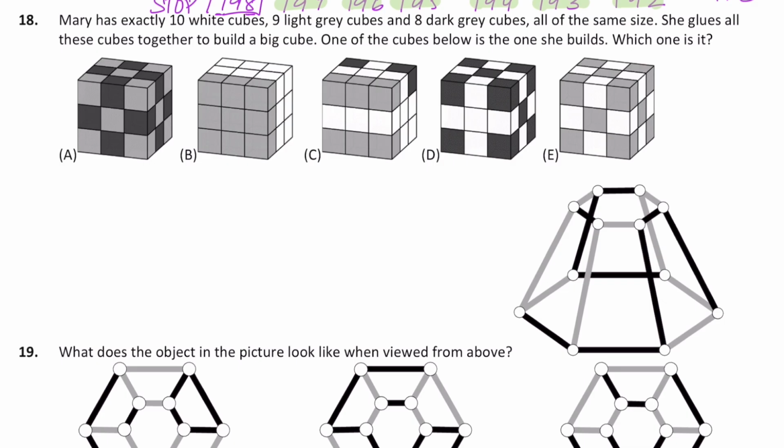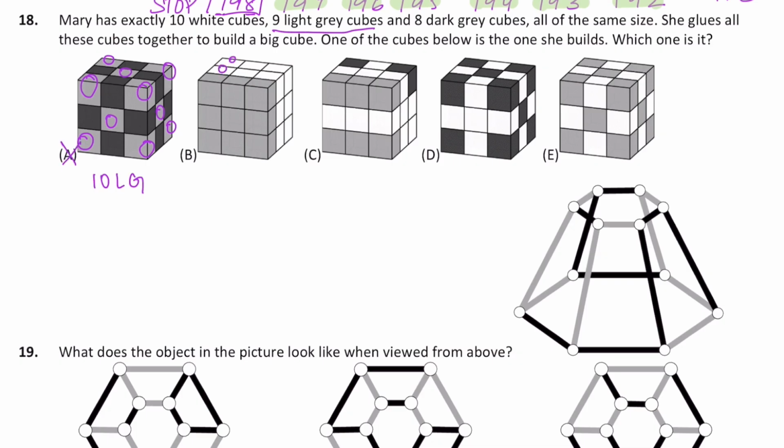In the first cube, I think dark gray and light gray kind of have the same, but light gray looks more to me. So 1, 2, 3, 4, 5, 6, 7, 8, 9, 10. There are 10 light gray cubes, but she can only have 9, so this is incorrect.